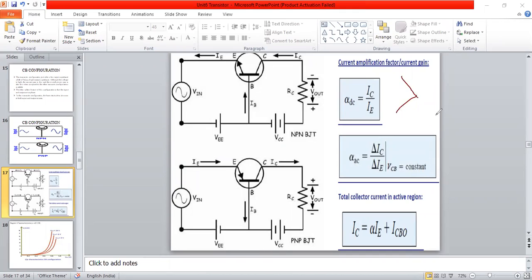Three currents are meeting at a point here. Some current, that is IE, is going away, and IC is coming towards the junction, and IB is also coming towards the junction. Can you tell me what the formula is? Total current: IC plus IB is equal to IE.